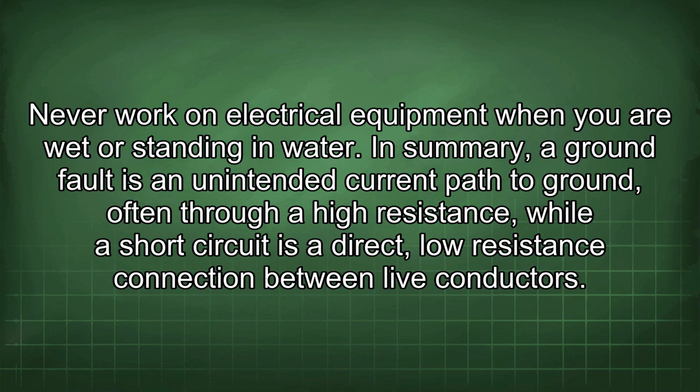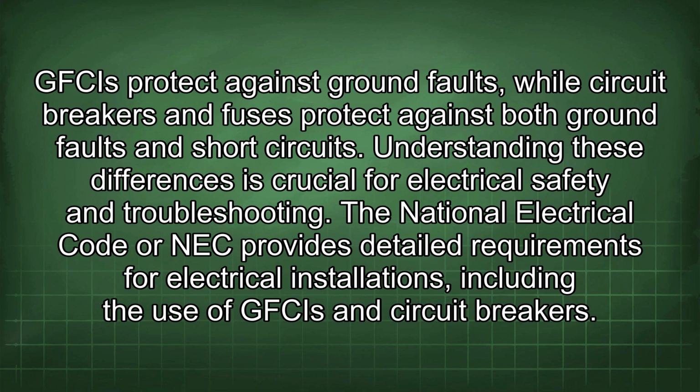In summary, a ground fault is an unintended current path to ground, often through a high resistance, while a short circuit is a direct low resistance connection between live conductors. GFCIs protect against ground faults, while circuit breakers and fuses protect against both ground faults and short circuits. Understanding these differences is crucial for electrical safety and troubleshooting.